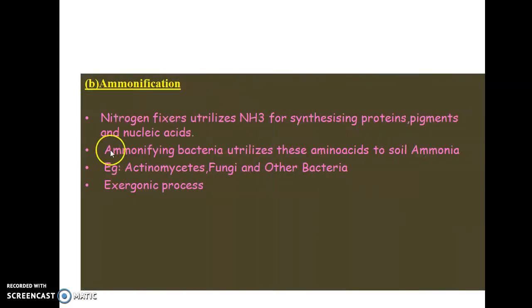Then ammonification. The nitrogen fixers will utilize this formed ammonia for synthesizing proteins, pigments and nucleic acids, and certain bacteria called ammonifying bacteria will convert these amino acids into soil ammonia. For example, actinomyces, fungi and other bacteria are concerned with this ammonification process. This ammonification is actually an energy releasing reaction, so we can say that this is an exergonic process.